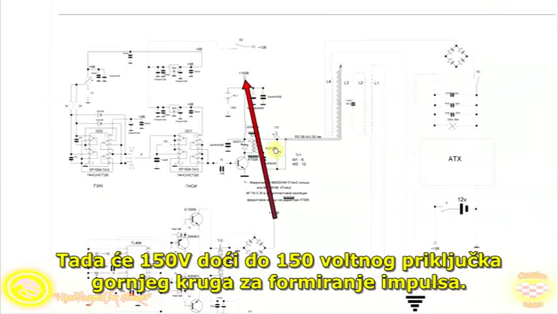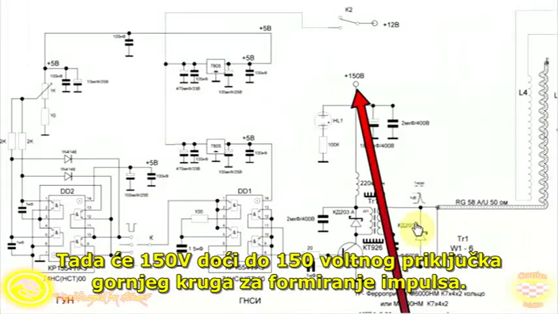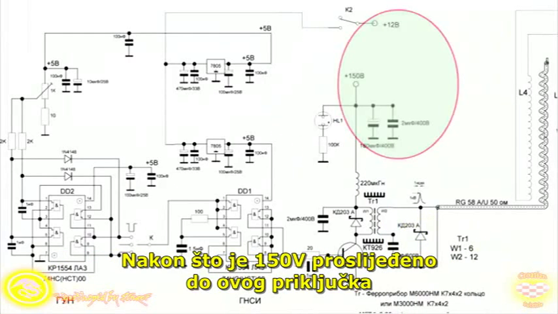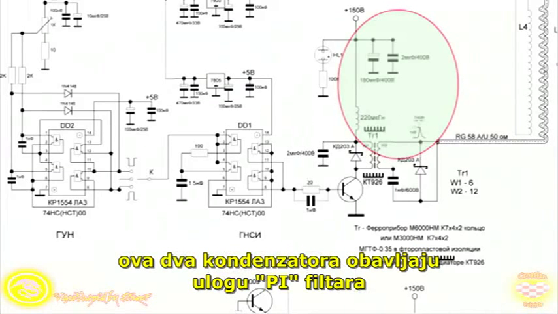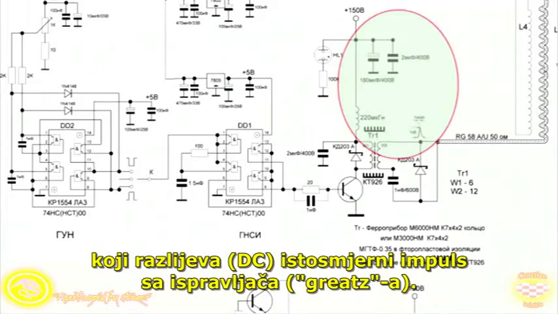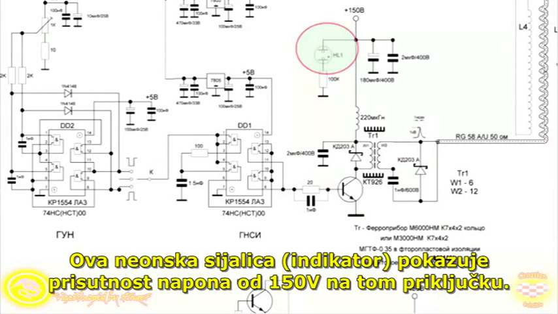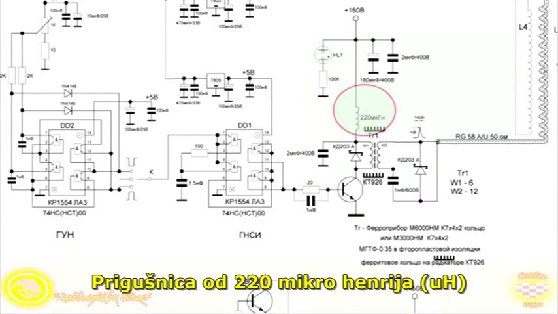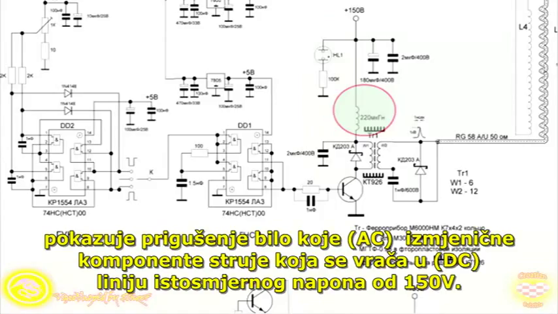That 150 volt will be passed to the 150 volts terminal of upper impulse forming circuitry. After 150 volts is passed to this terminal, these two capacitors serve as a part of the pi filter, smoothing post DC from the rectifier. The neon bulb gives an indication of the presence of 150 volts at that terminal. 220 microhenry choke prevents any AC component go back to the DC 150 volt line.